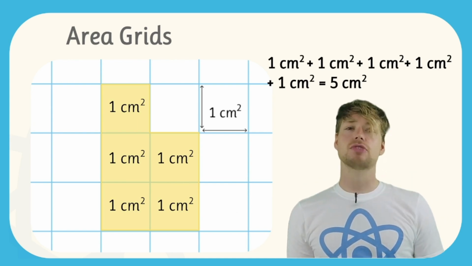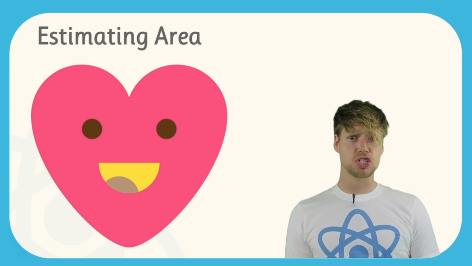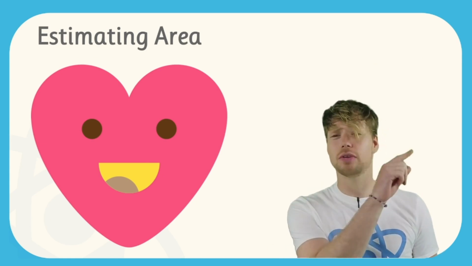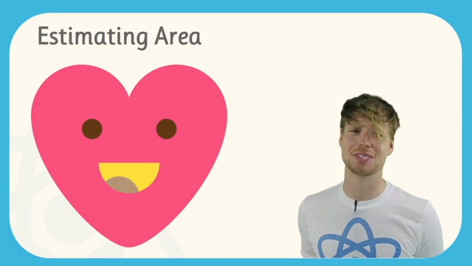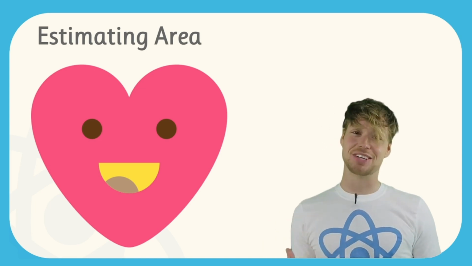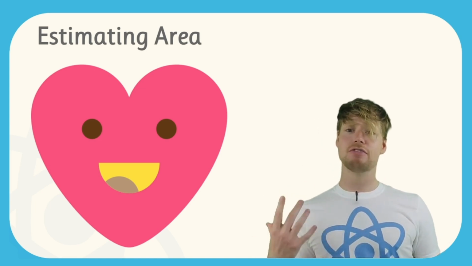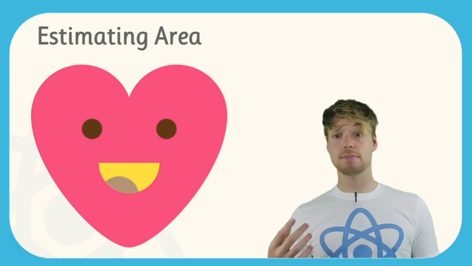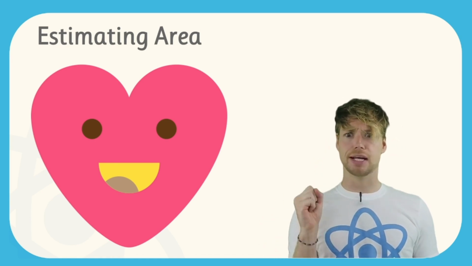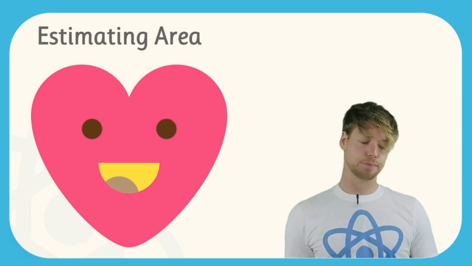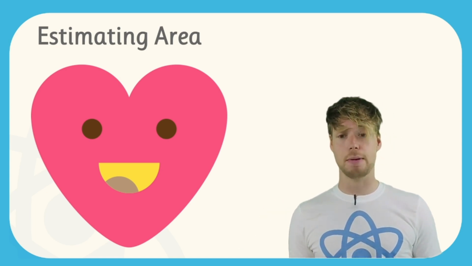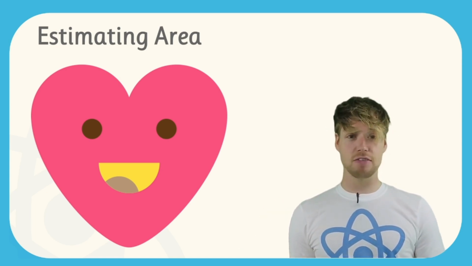You might be wondering, well, what about irregular shapes and estimating area? I know that question was just on the tip of your tongue. We can use area grids to estimate the area of irregular shapes. This could be something like a heart, or something like a splat or a splodge on a page. We can still use area grids to make an estimation. Let's have a look at an example.